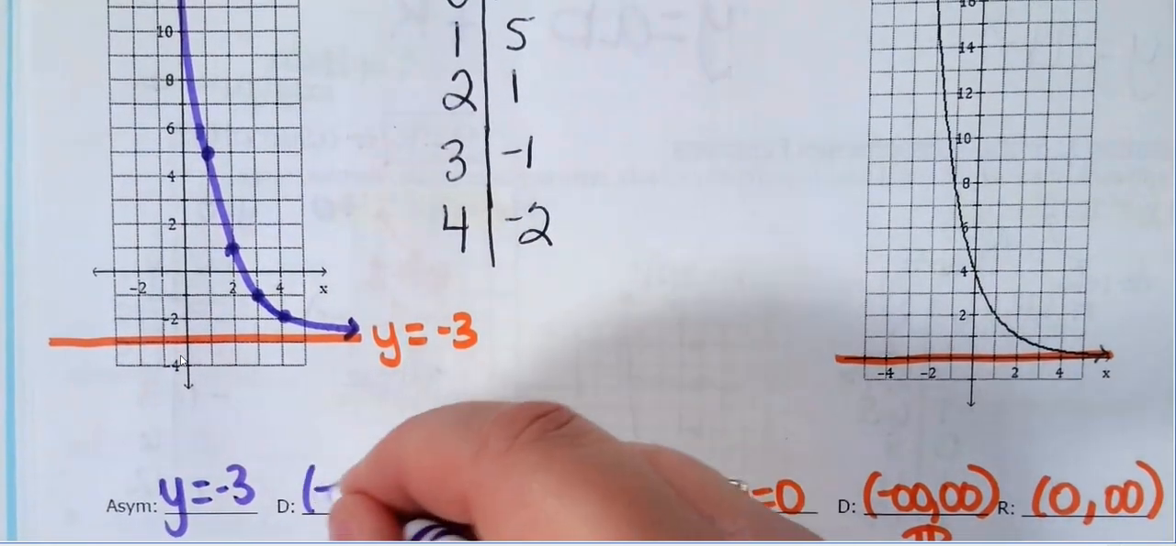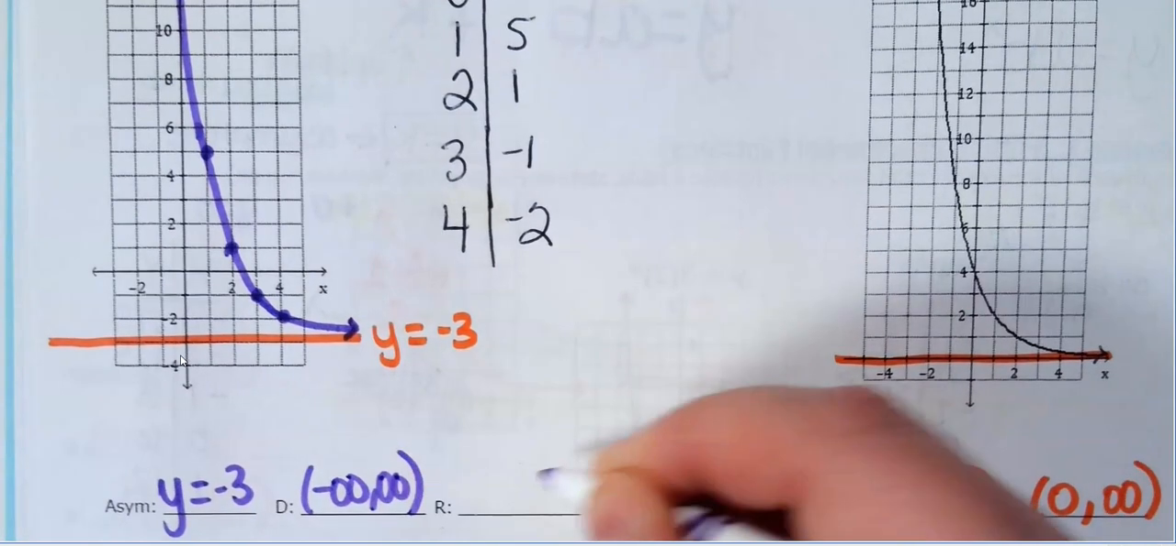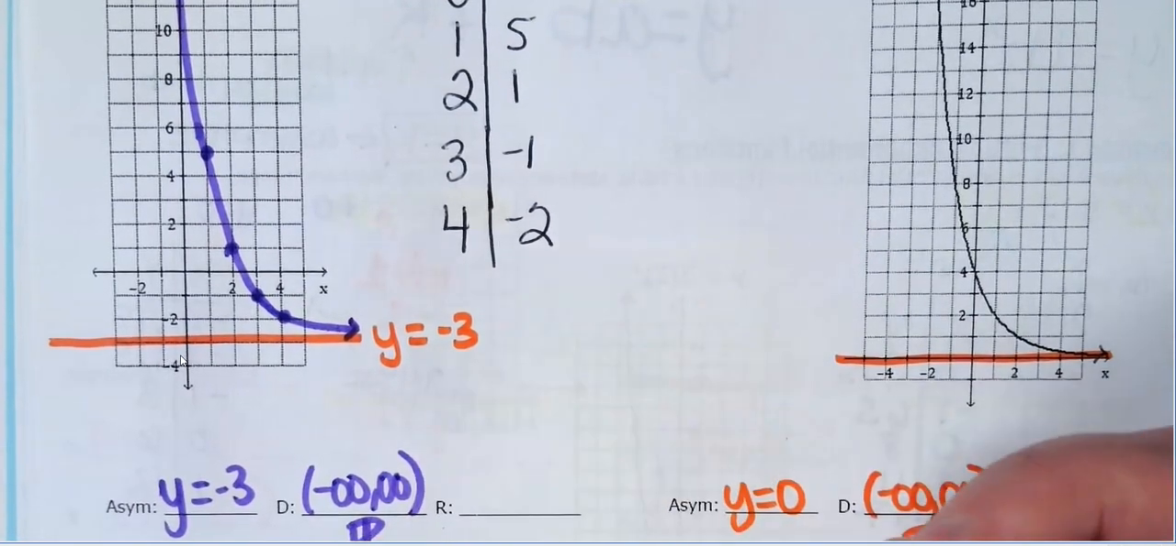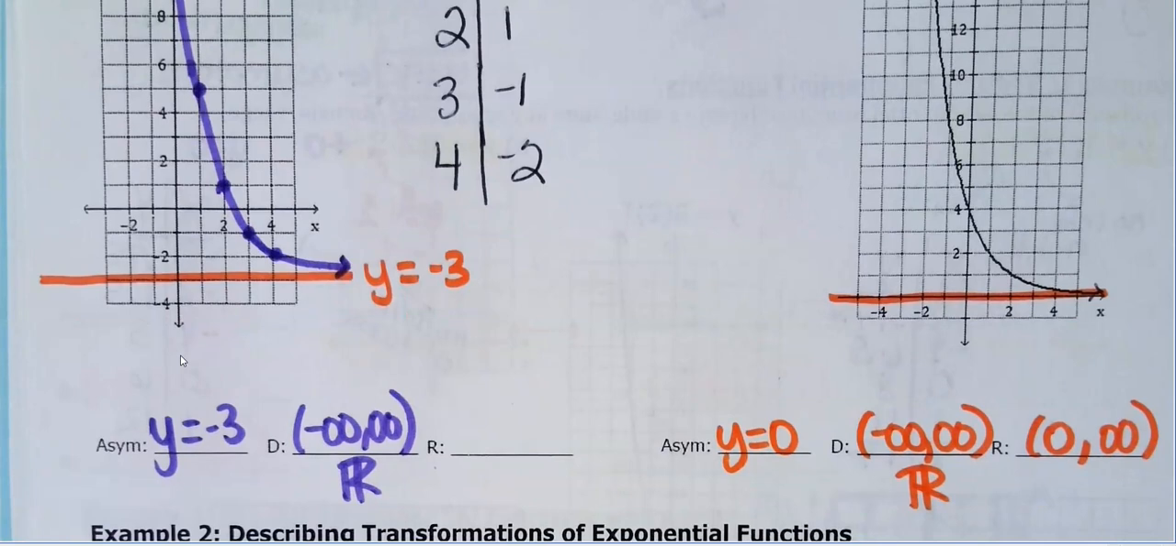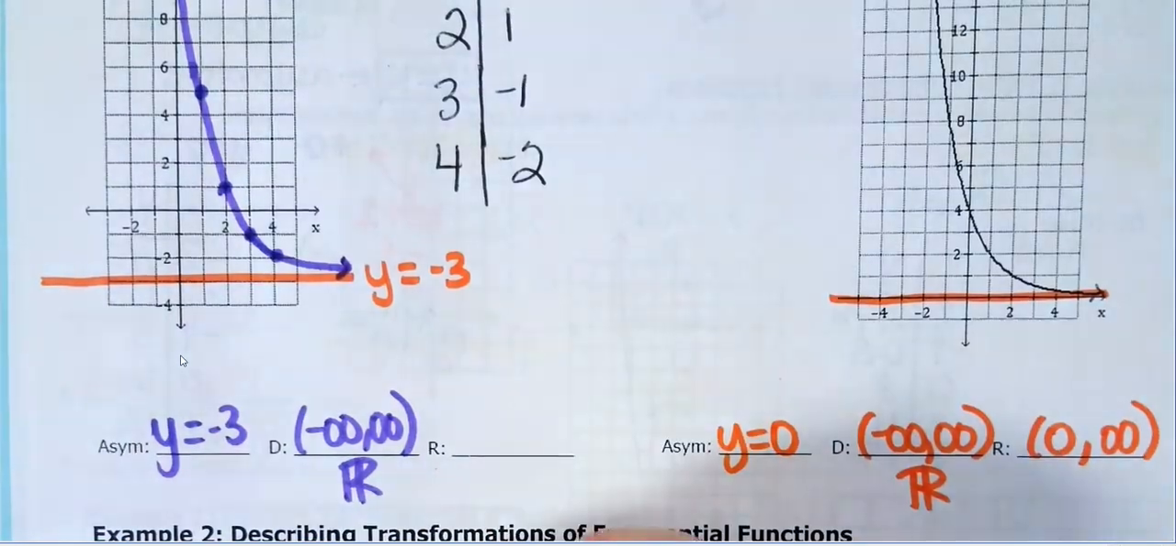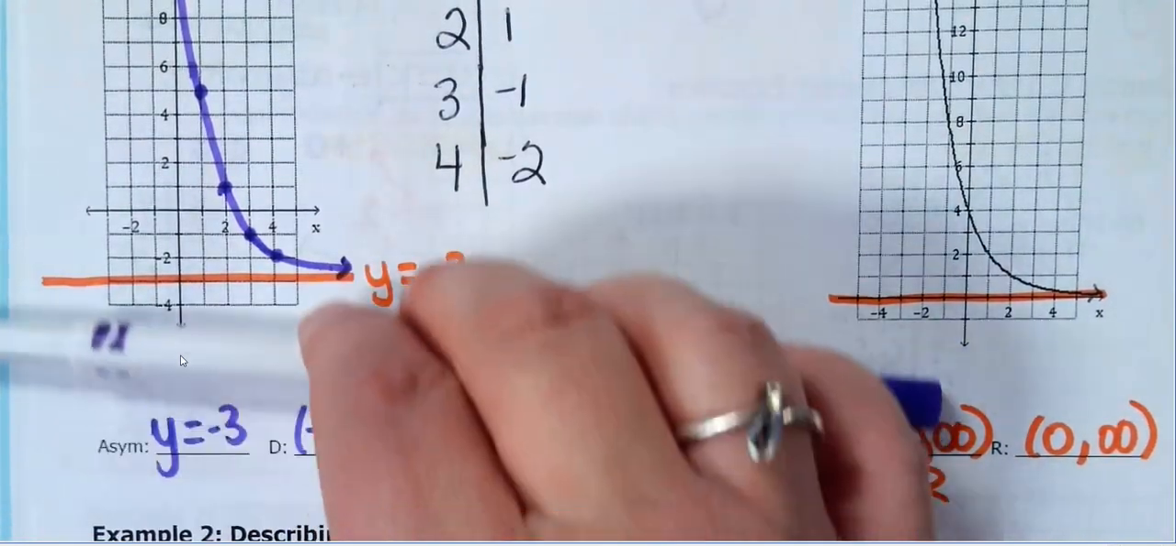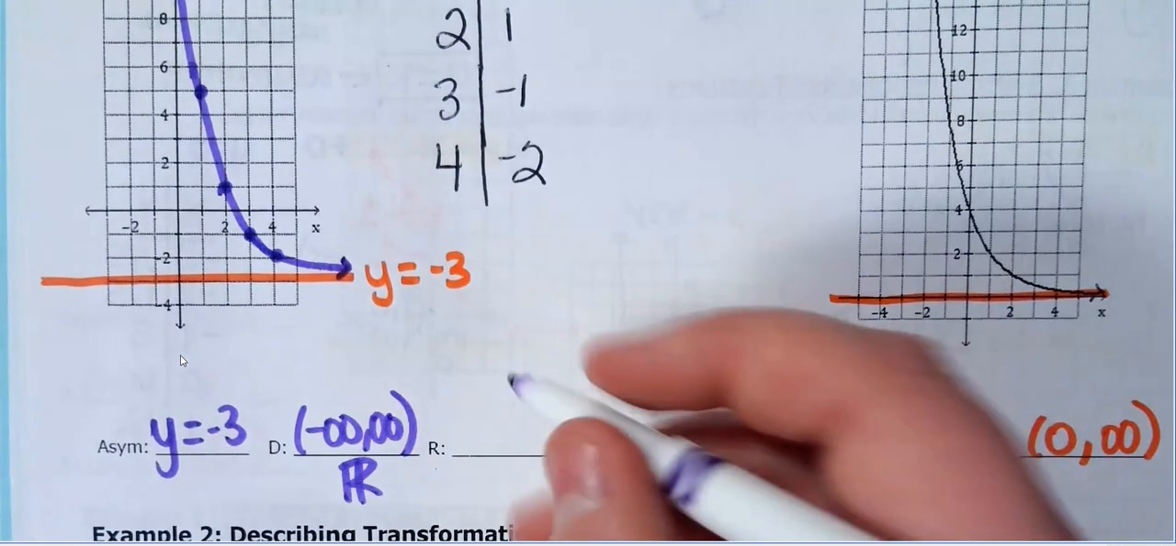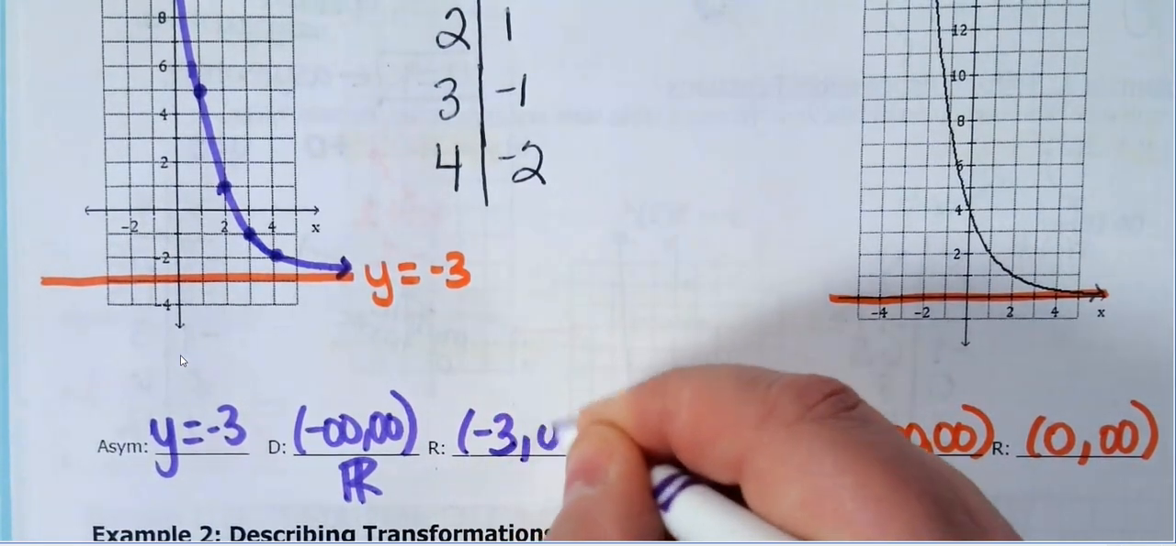Domain, every single one of these is negative infinity to infinity, or if you want to do the all real numbers. Now, your range is different here because we've shifted this graph down. So now I start touching the graph when I hop over negative 3. So my range there is going to be negative 3 to infinity.